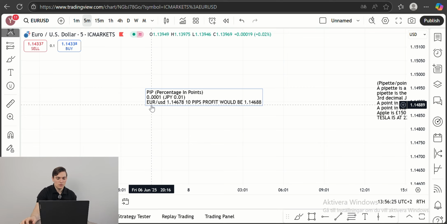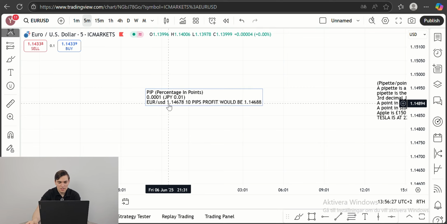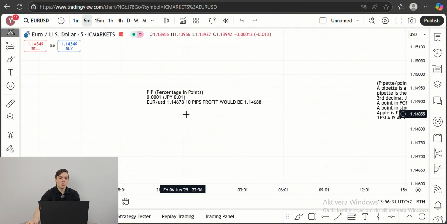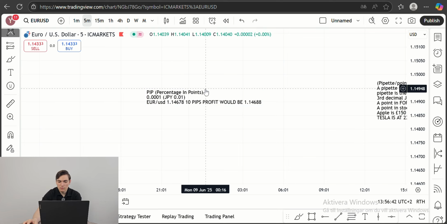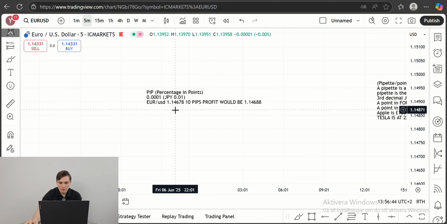So I put this example. Let's say we are on Euro USD and the current price is 1.14678. What is the pip? The pip will be 7, right? Because that's the fourth decimal. And if you would make 10 pips profit, then what would the price be? The price would be 1.14688. Then you make 10 pips profit.